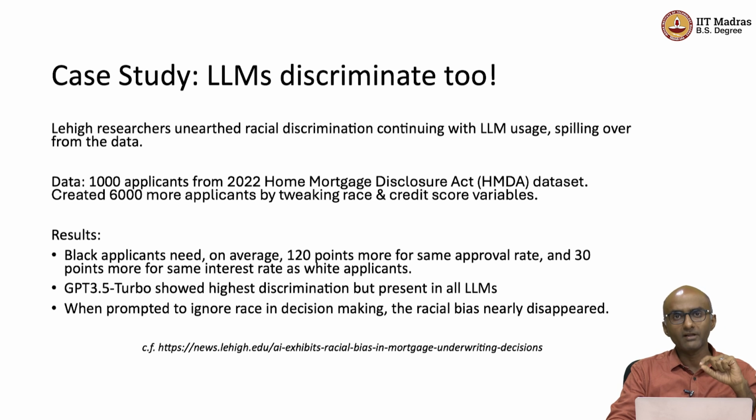Now comes the prompt engineering angle. Pretty much in all these cases, when they explicitly gave an instruction to not use race as one of the decision variables, right? All the LLMs came back with no bias. The racial bias practically disappeared, which is quite telling, right?